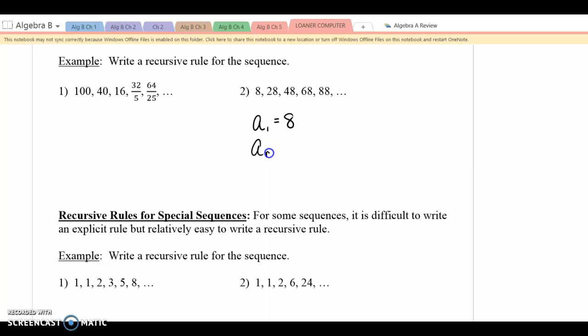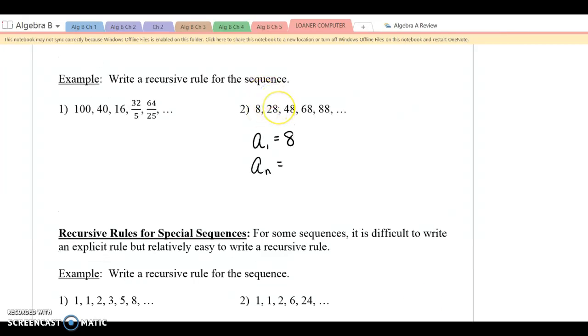So if you don't give them a starting point, they're dead in the water. I like to write my recursive rule underneath the first term. You can write comma and then continue on the same line the way that they did on the previous page, but it just looks nicer if you stack them. Okay, what is going on in this sequence? What pattern do you see?